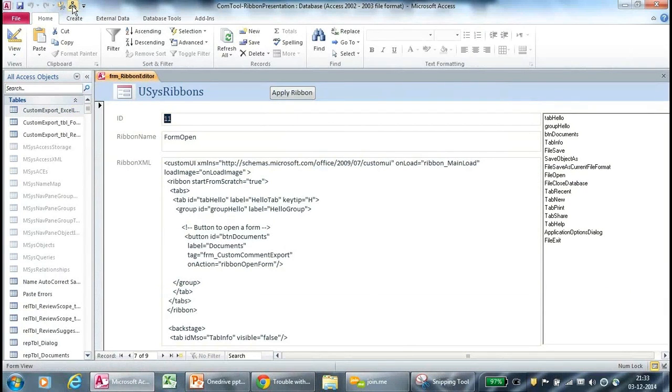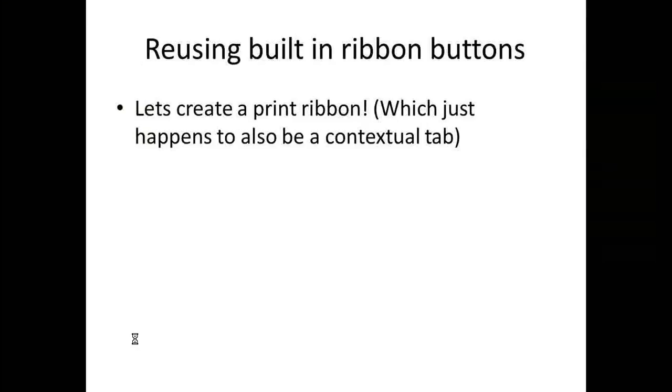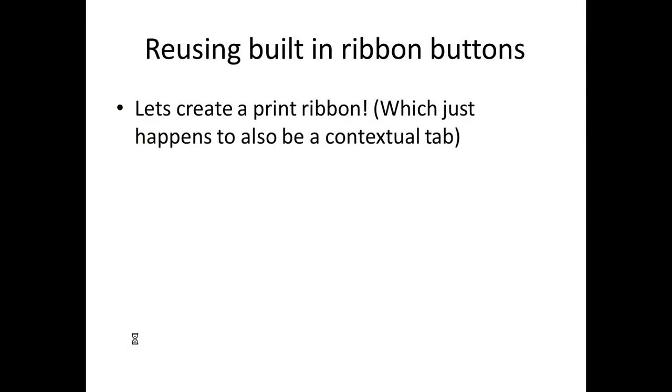So let's proceed to reusing built-in ribbon buttons. So I want to create a print ribbon, which just happens to also be a contextual tab, so I can show that at the same time. So if I want to create a customized print ribbon so that I can use that on my reports when they are in print preview. However, I don't want to start creating everything from scratch, as Access has a lot of buttons that we can just reuse. So I want to explore how we can reuse the built-in parts of the ribbon.